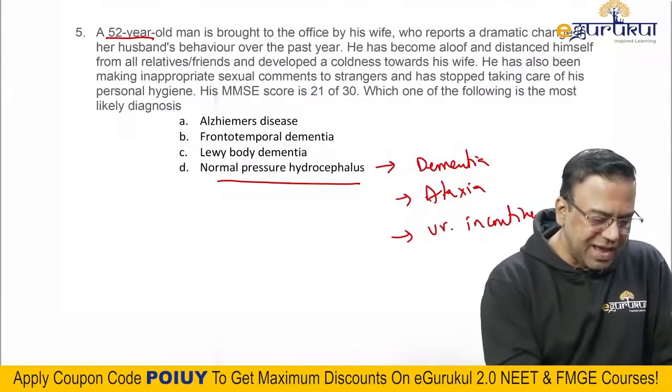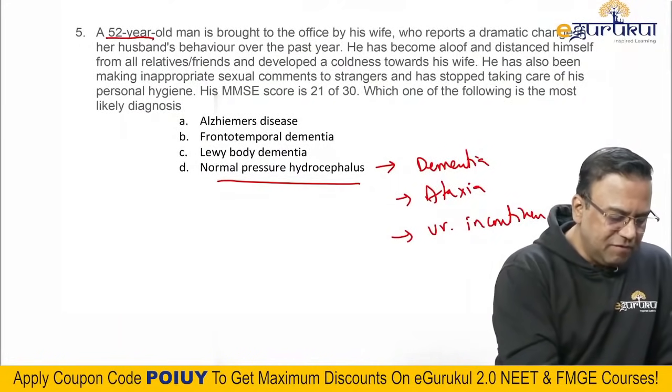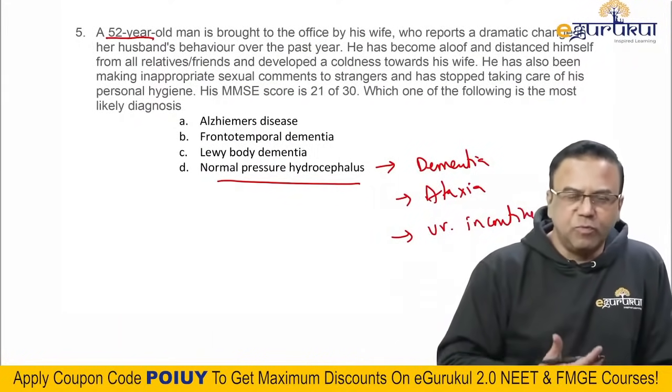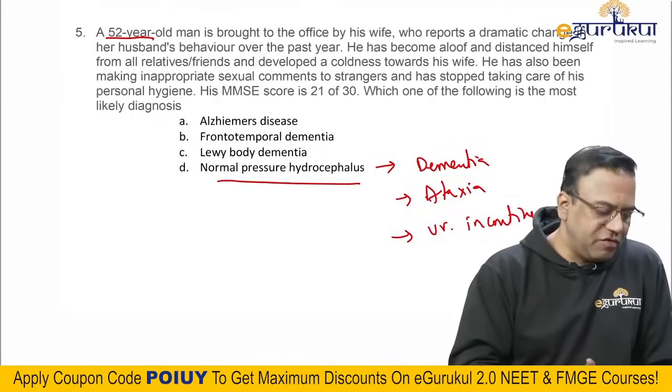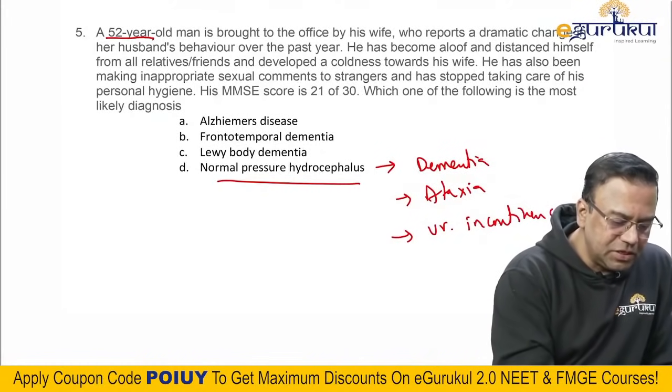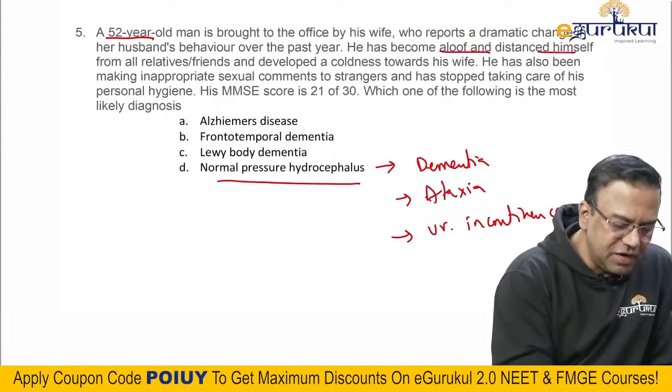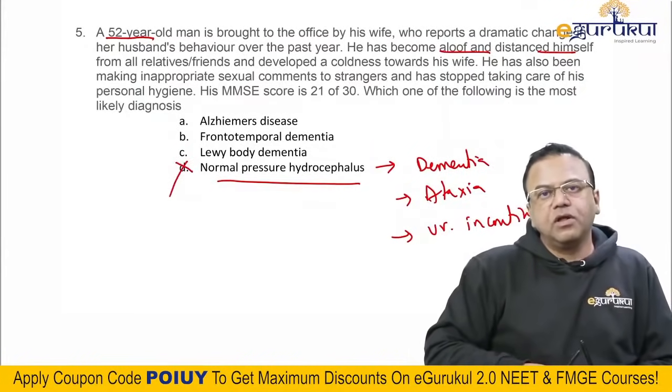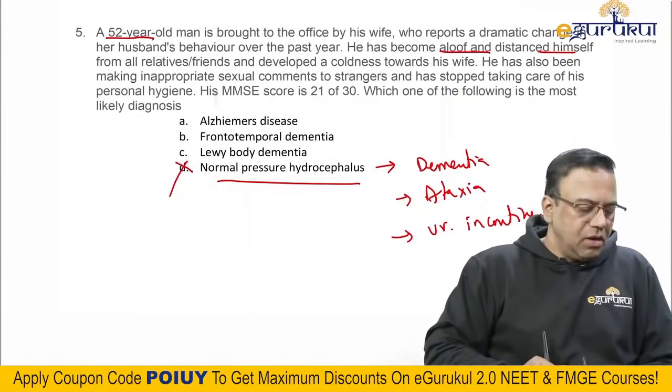So just scan through. It will not take much time for you. First of all, the age group in normal pressure hydrocephalus is much older. This is 52 years, so it's unlikely. The patient seems to be having more cortical problems. Okay, aloof, distancing himself from relatives, coldness. You're searching for gait, no ataxia, no incontinence. This is not NPH.